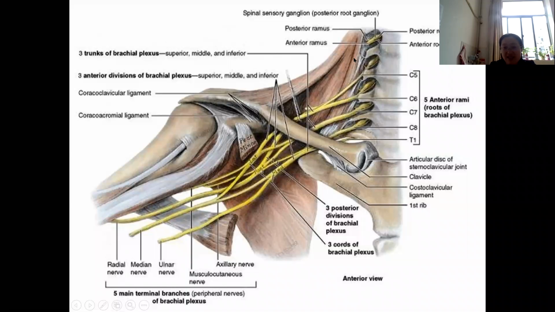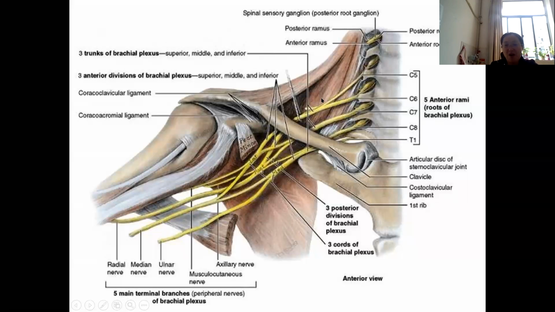This region, this is the scalenus anterior and scalenus middle, which form the scalenus fissure. The brachial plexus passes through here and then enters the axillary fossa. Its feature is that it is the most complicated plexus of our body.